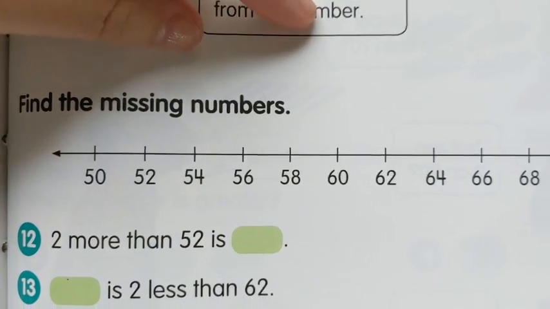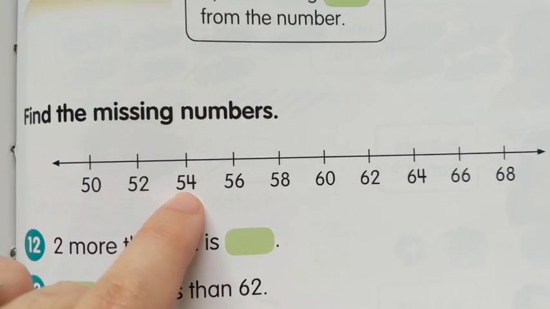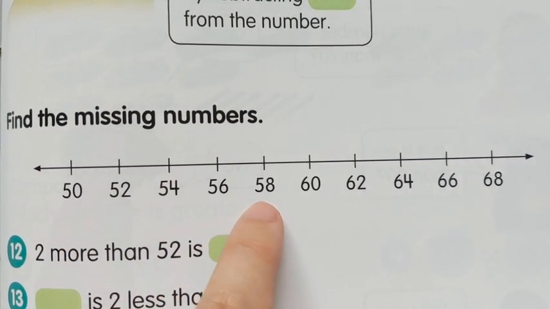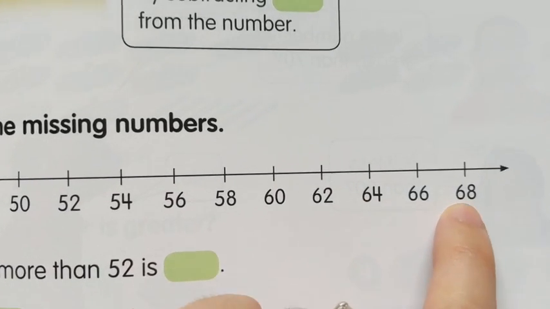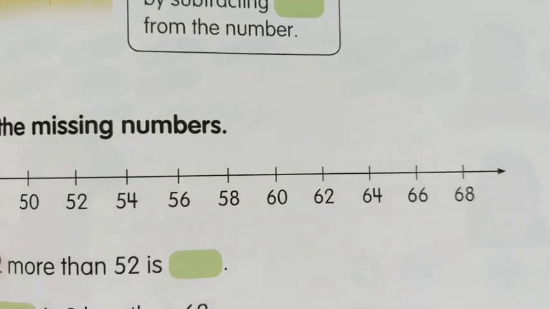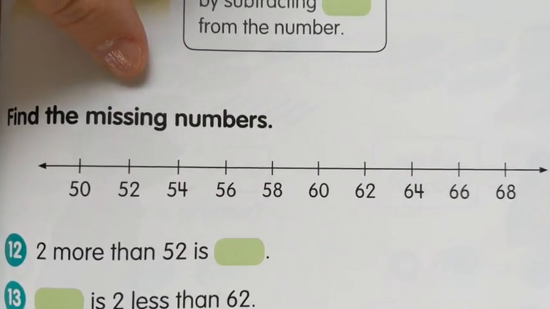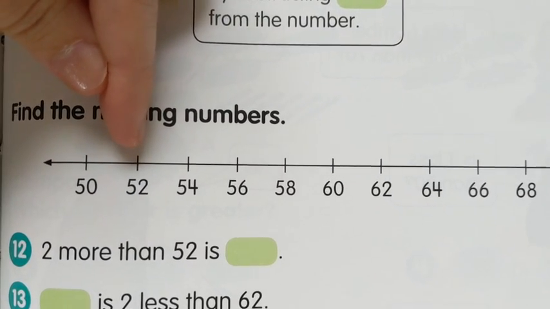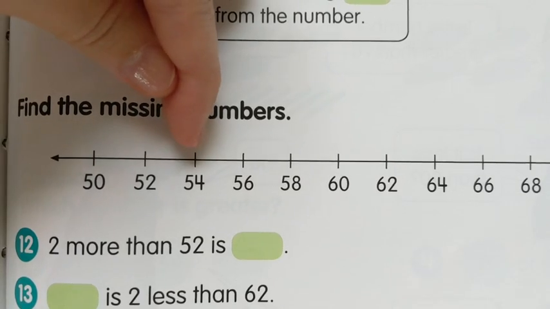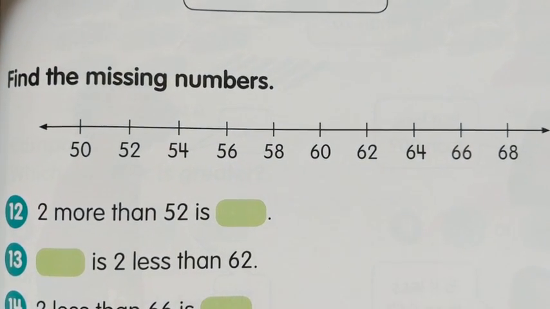Do you see how they're skipping? This one is a skip counting number line. It looks like it's skip counting. 52, 54, 56, 58, 60, 62, 64, 66, 68, 70, 72. And even if it skip counts like that, it's still a number line. So to find 2 more than 52, you would go by 2's. 54.